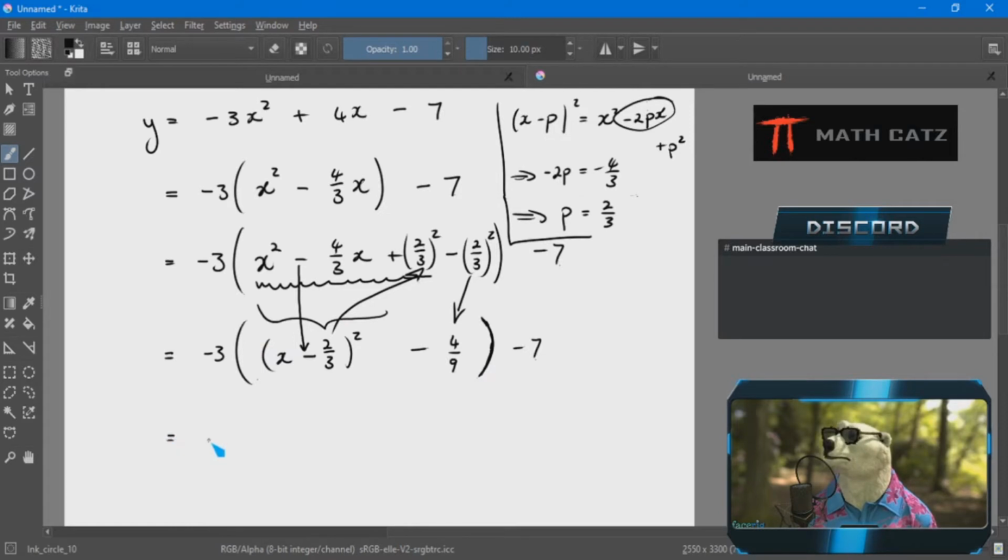But the hard part's over. I want to now multiply the -3 back in. So -3 times my bracket squared. Then -3 times -4/9, unpleasant as it is, what are you going to do? Plus 12/9, and of course I still have the 7.